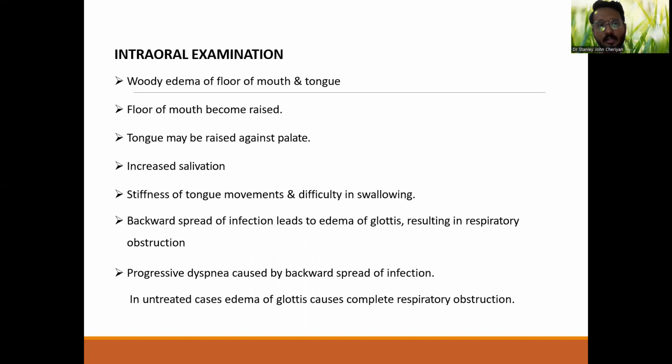Intraorally, you can see woody edema of the floor of the mouth and tongue. The tongue becomes raised, and there's increased salivation. Thickness of the tongue can be seen. There's backward spread of edema, and you can see edema of the glottis, which will result in complete respiratory obstruction. So progressive dyspnea can be seen due to this backward spread of infection. Primary management should be to maintain an airway for the patient.